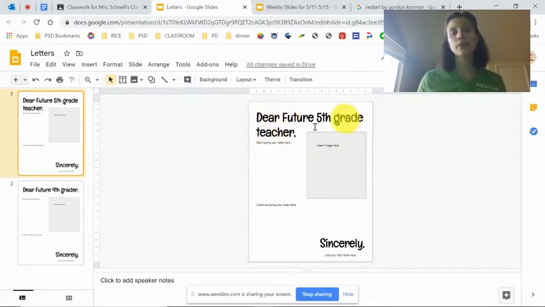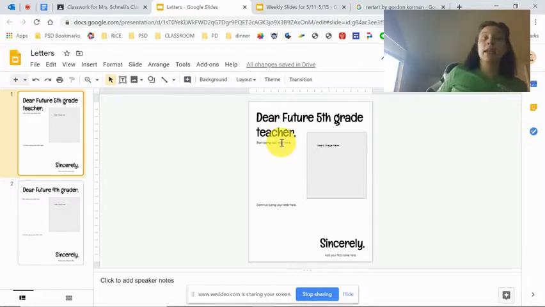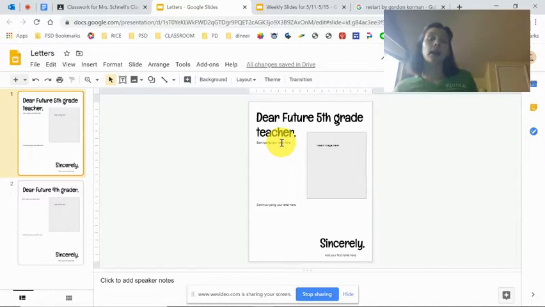So it says, Dear future 5th grade teacher. In this letter for Monday, you are going to write a letter to your future 5th grade teacher. And this letter is a way to introduce yourself to that teacher. What should they know about you as a learner? What are your interests? Anything that you feel like they need to know about you.